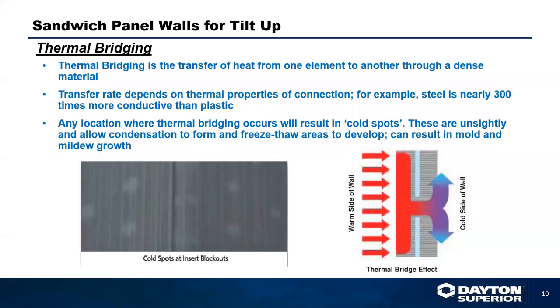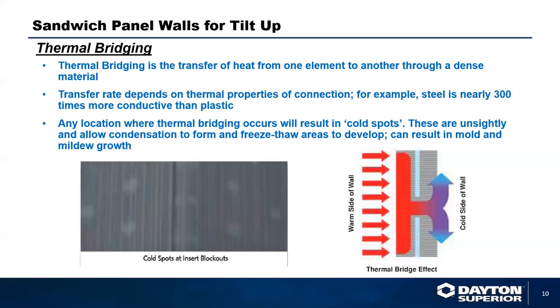Why are we using insulation? What is the purpose of it all? Well, we're trying to stop thermal bridging. Thermal bridging is the transfer of heat from one element to another through a dense material. Transfer depends on the thermal properties of the connection. For example, steel is almost 100 times more conductive than plastics. Any location where thermal bridging occurs will result in cold spots.